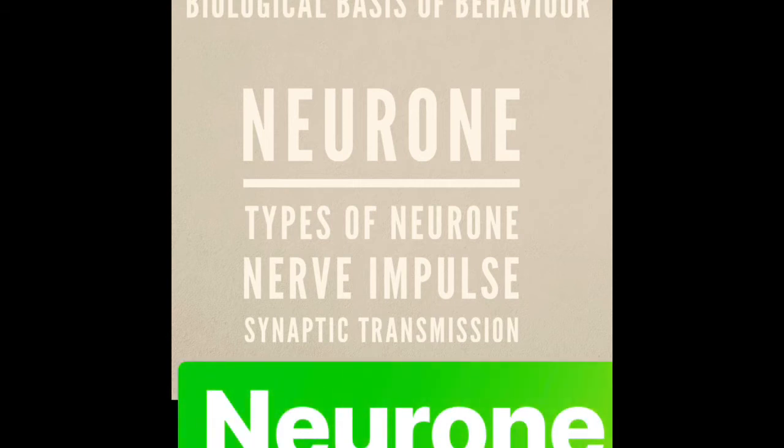The nervous system depends on the basic unit, the neuron, and its function. So we must start with the structure and the function of the neuron. While studying the biological basis of behavior, we will study the neuron, its types and its structure. The neuron is the basic unit of the nervous system.